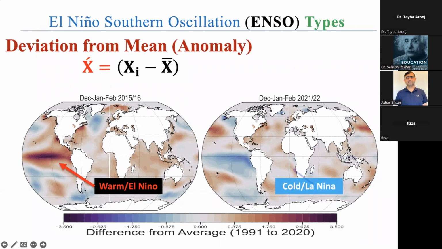And you can see there the bluish color. So this is called La Nina. This means it's below average, colder temperatures across the Pacific. So El Nino Southern Oscillation typically gives us two main flavors. One is warm and the other is cold. So these are called ENSO types.